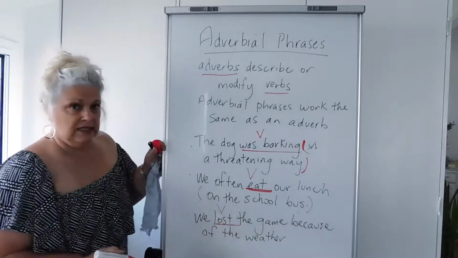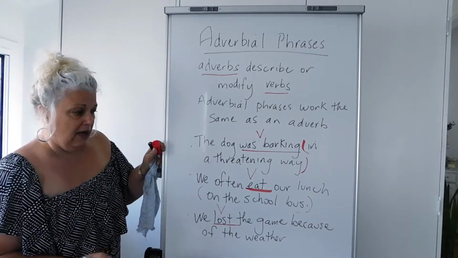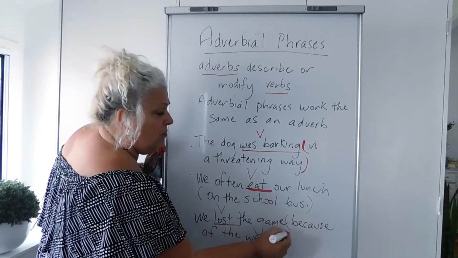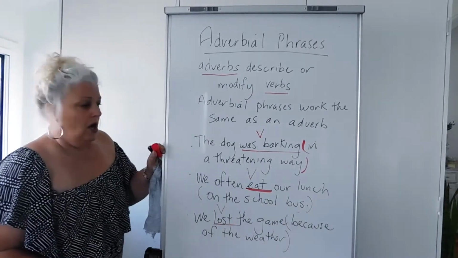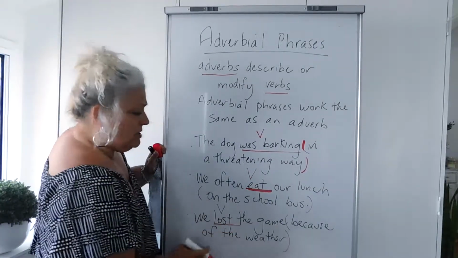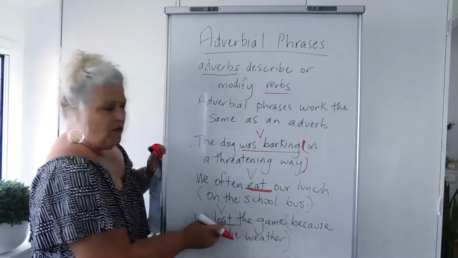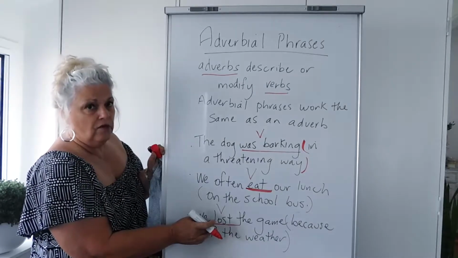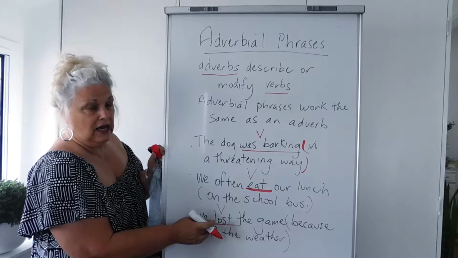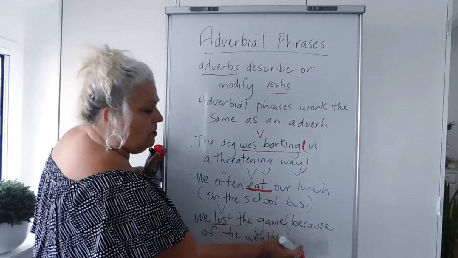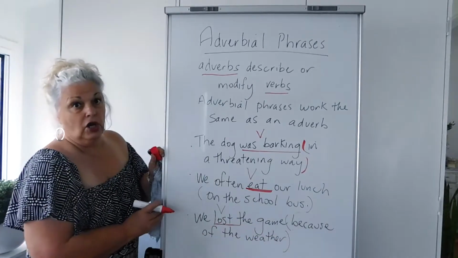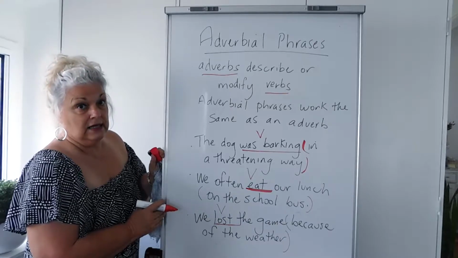The last one: we lost the game because of the weather. Lost is the verb, it's the action. Lost the game. And here are the words that add more information to that loss. We lost the game because of the weather. It modifies this word loss. It gives more information about the loss of that game. So this is the adverbial phrase that adds information to the verb in that sentence.